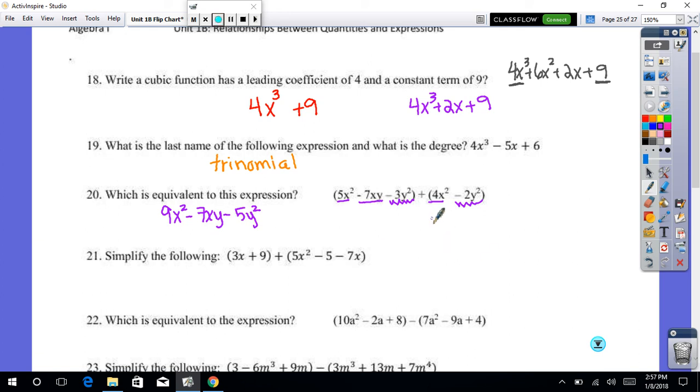Okay, again, this is adding polynomials, so we are just combining like terms. 5x squared is all by itself. 3x, negative 7x is negative 4x. Positive 9, negative 5, so negative 4. Sorry, positive 4.